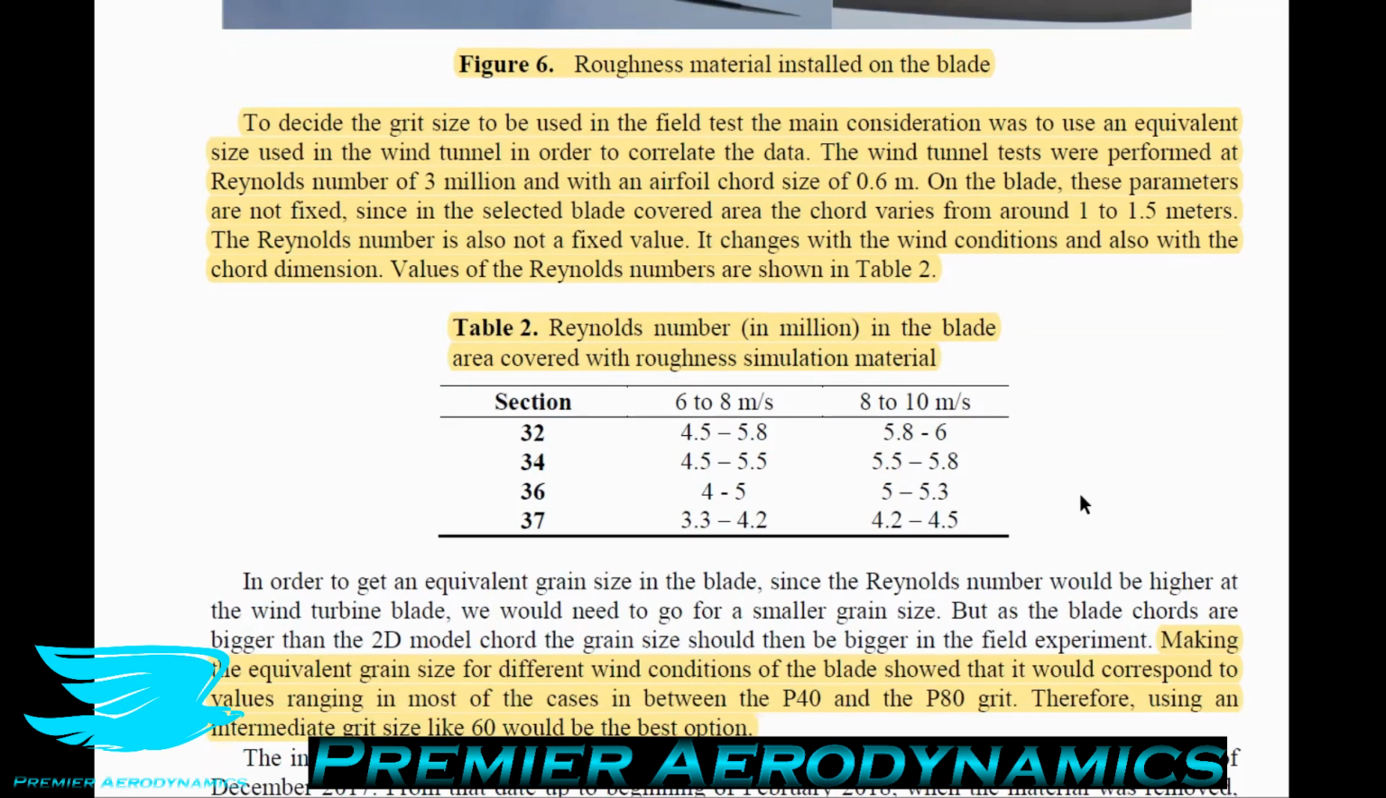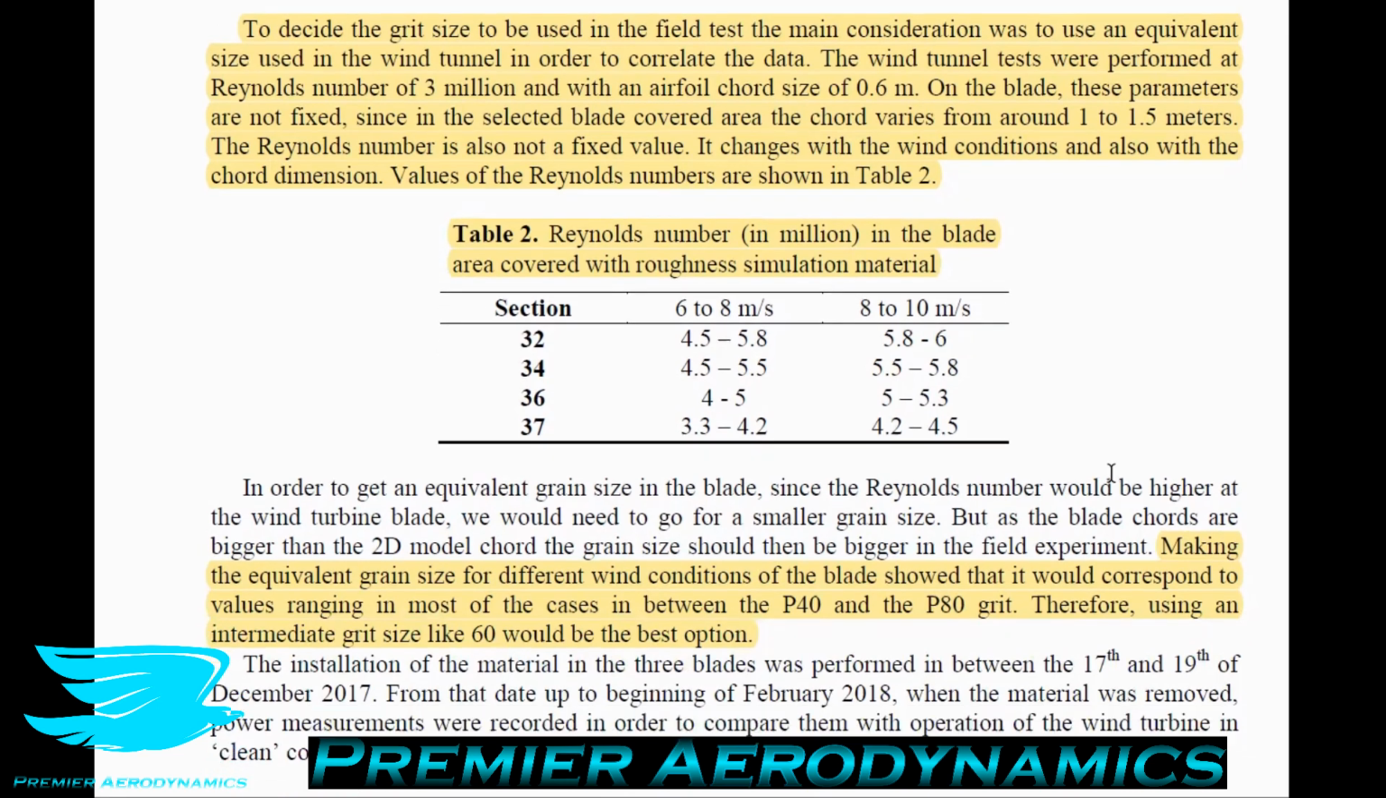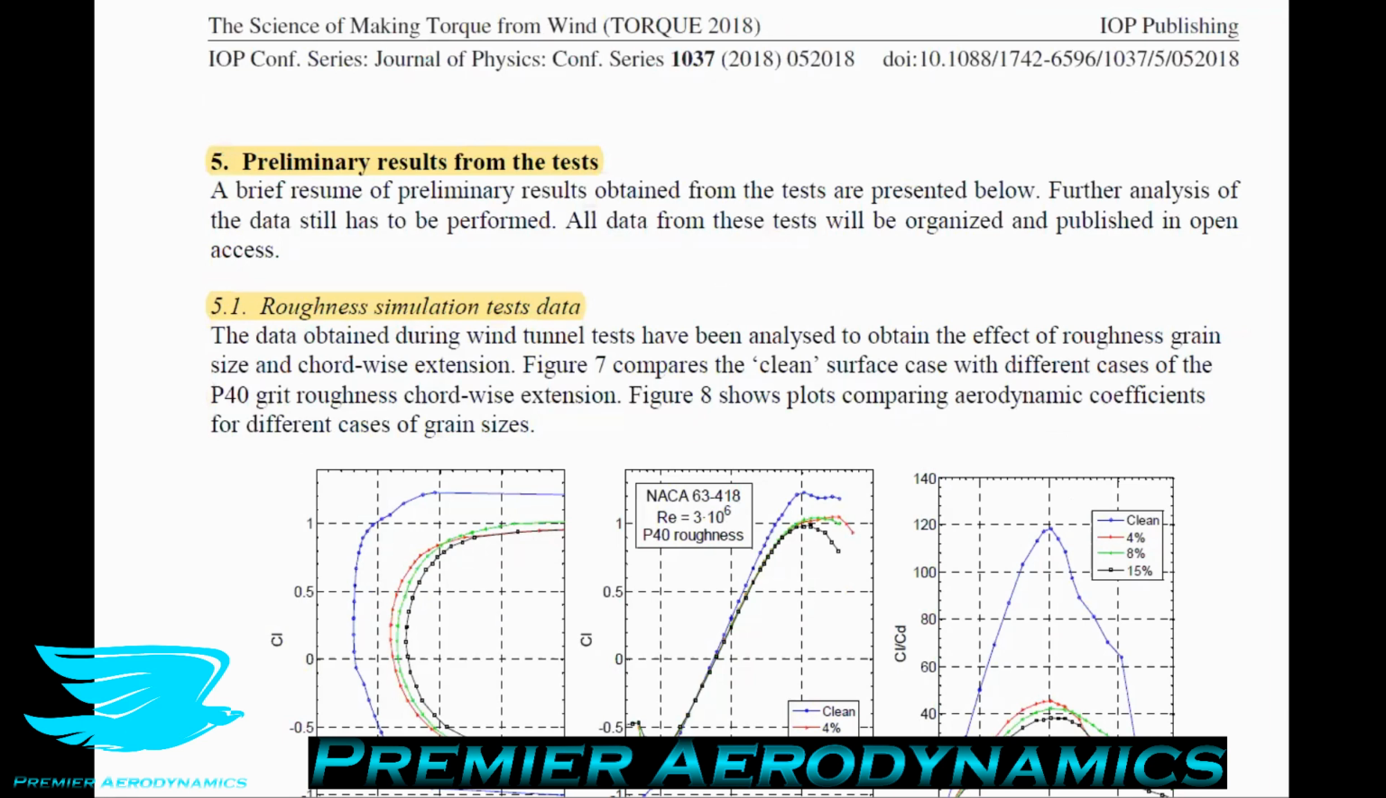So making the equivalent grain size for the different wind conditions of the blade showed that it would correspond to values ranging in most cases between P40 and P60 grit sandpapers. Therefore, they decided P60 would be the best. So let's look at the preliminary results from the outdoor test with the wind turbine.